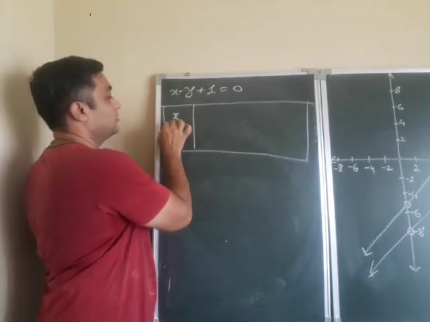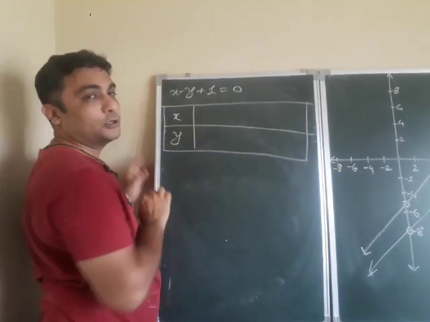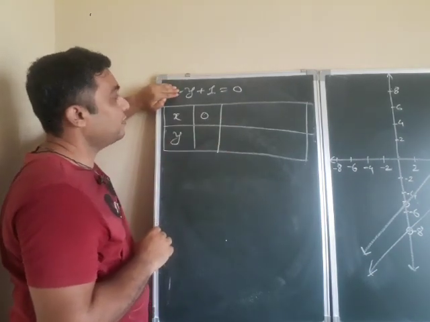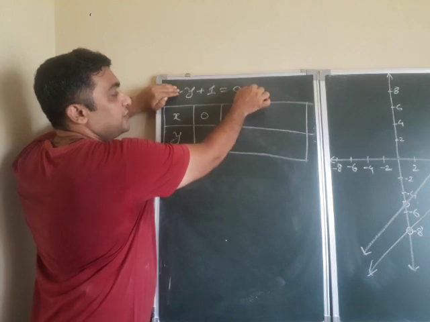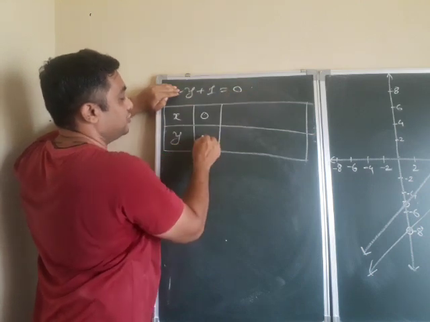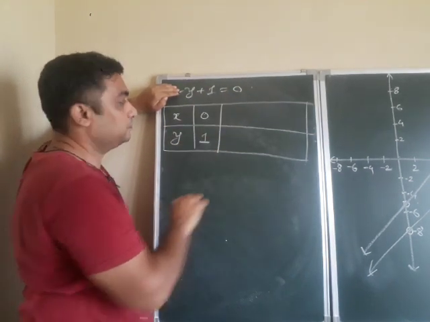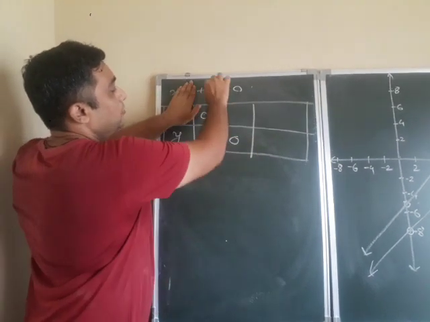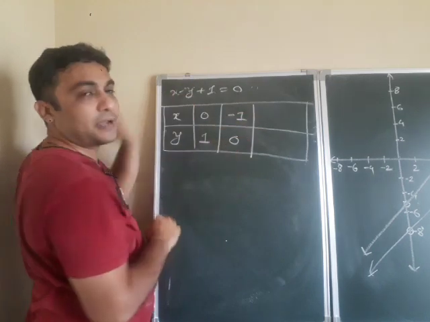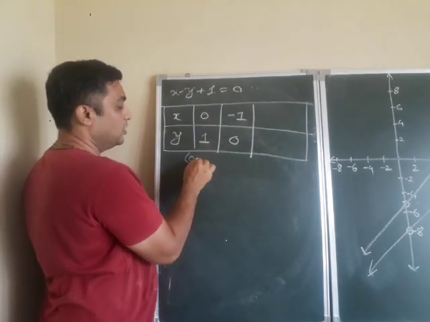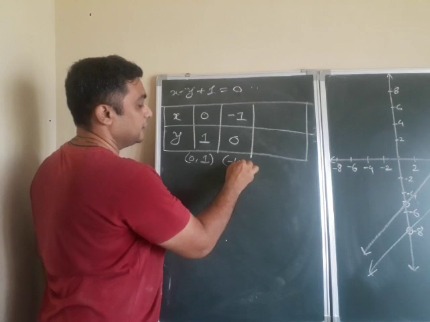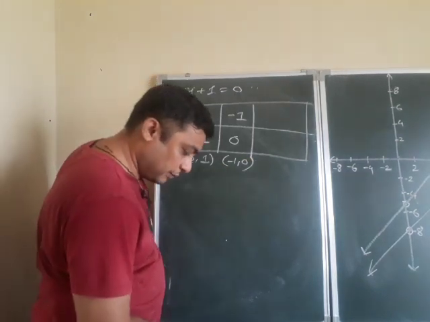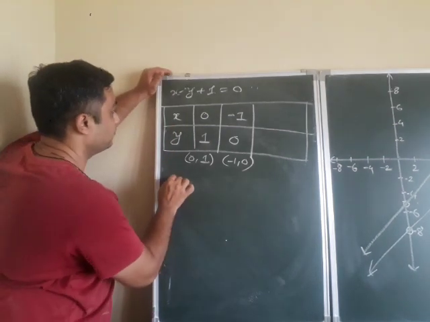To draw it graphically I require coordinates. So I take x as 0, so -y plus 1 is 0, plus 1 on this side, so -y is -1, cancel the minus, so y is equal to 1. Now y is 0: x plus 1 is 0, plus 1 on this side, so x is minus 1. So two points: one point is (0, 1) and another point is (-1, 0). Clear? Now see, another line is given.